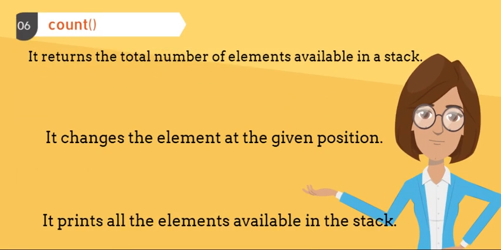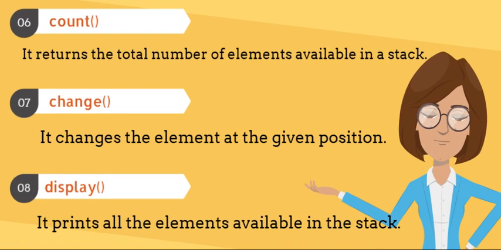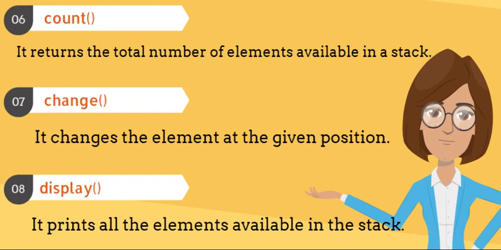Sixth, we have the count operation. It returns the total number of elements available in a stack. Seventh operation is change. It changes the element at the given position. Eighth operation is display. It prints all the elements available in the stack.